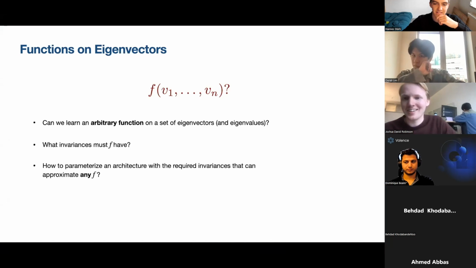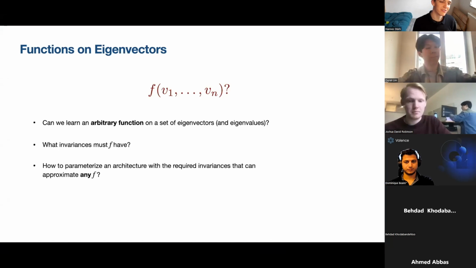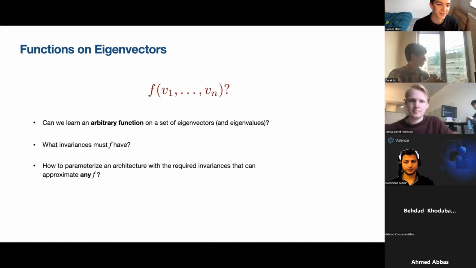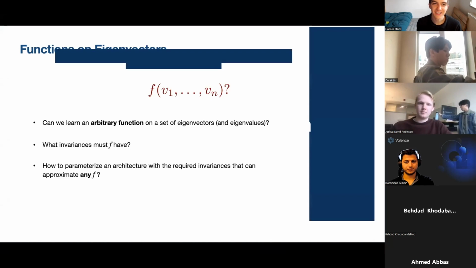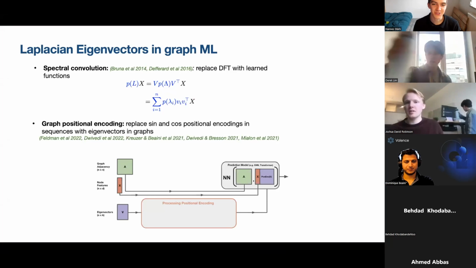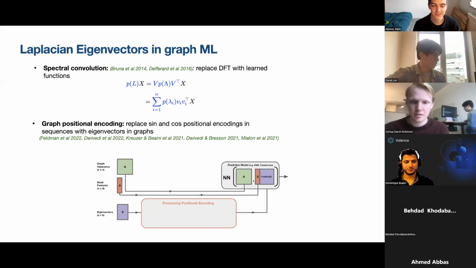Oh, I think I see your hand is up, Hannes. Yeah, so you're talking about this positional encoding, for example, like why do we even want that? I mean, we can also just do our message passing, right? Why do I want positional features?